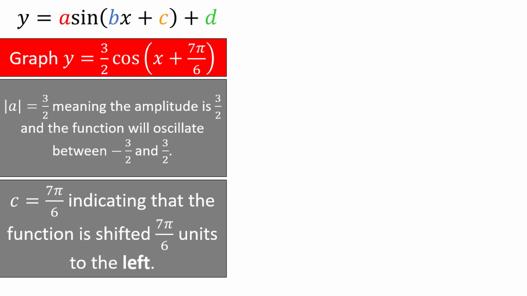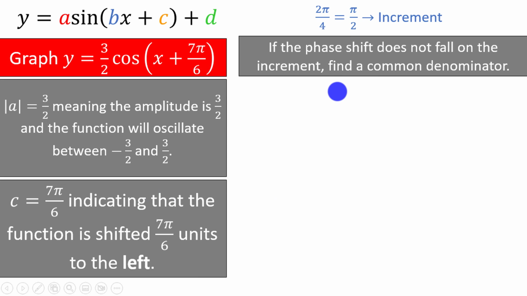There will be important key points on the graph of a trigonometric function at every quarter of the period. In the case of cosine, the period is 2 pi, so 1/4 of that is pi over 2. We will have important key points on the graph at every pi over 2 radians. Just like the last problem, our increment does not have the same denominator as our phase shift. If that's the case, you should find a common denominator. Pi over 2 can be written as 3 pi over 6.